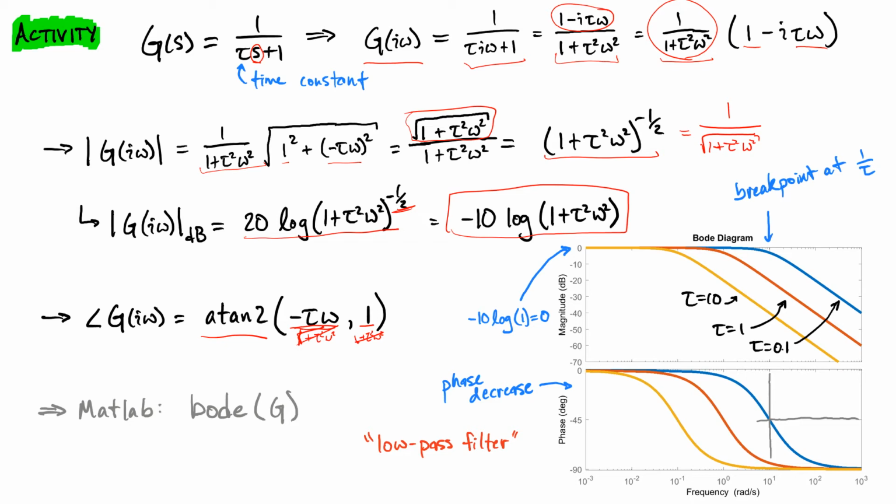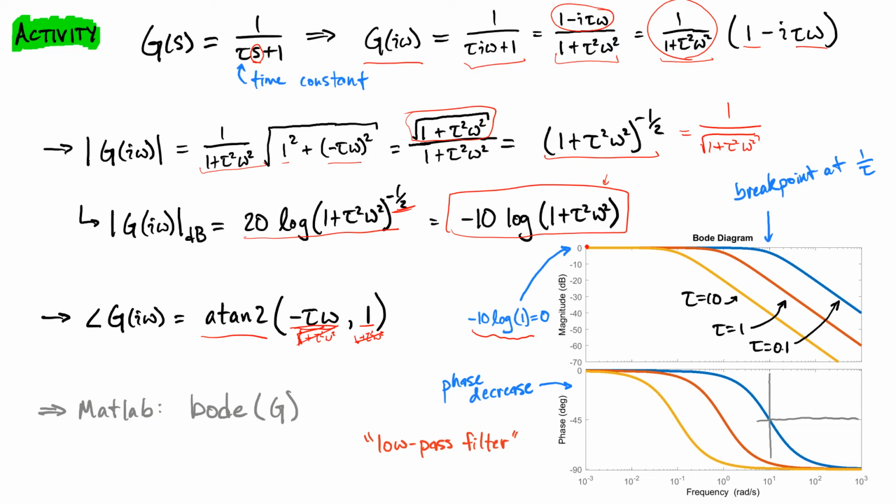All right, so now let's take a look at how we would go about plotting these. Again, these are going to be sketches. If we look at the magnitude, when omega is small, then the second term, tau squared omega squared, is small compared to 1. That means that this pretty much looks like minus 10 log of 1. And the base 10 log of 1 is 0. And so that means that the magnitude plot is going to start out at 0. So let's just reflect on this real quick.